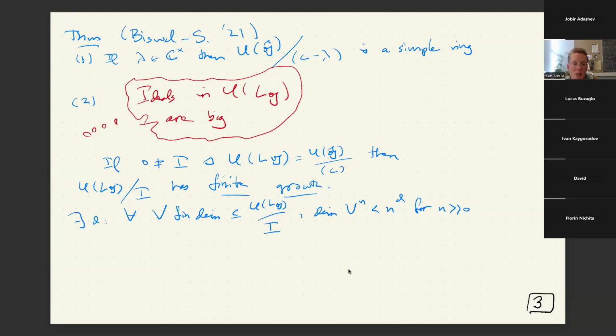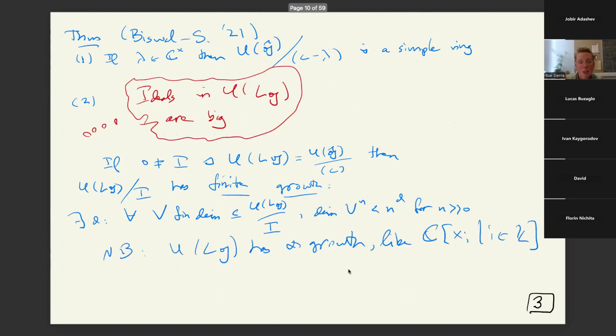What I mean by this is that given I, there's an integer d such that for any finite dimensional subspace of U of LG factored by I, let's call that V, if I take the products of V with itself n times, measure its dimension, and then look asymptotically at what happens as n goes to infinity, eventually that dimension is going to be bounded by n to the d, the integer d that I picked. So this says that the growth of U of LG factored by I, the Gelfand-Kirillov dimension, if you want to be technical, is at most d. Usually we say that this ring has polynomial growth, but in this talk I'm going to say it has finite growth.